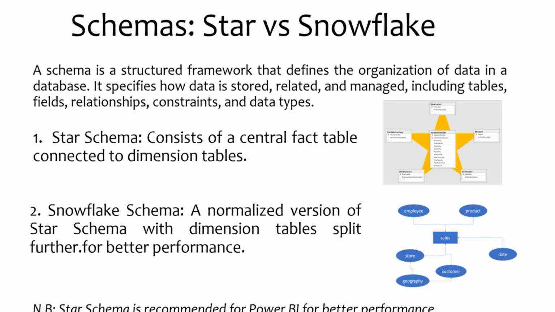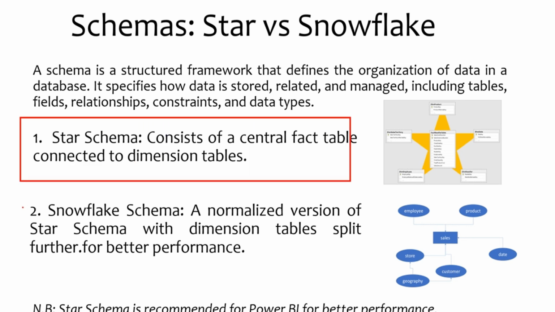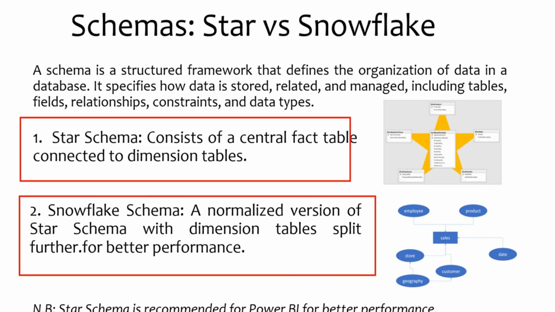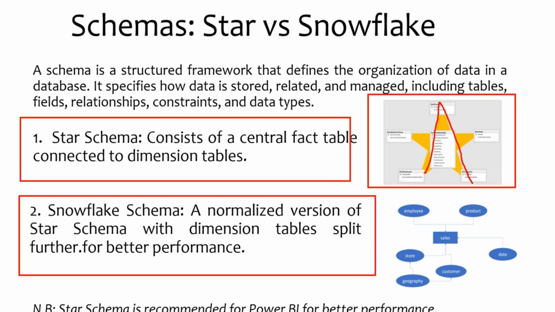So we have just two main types of schema. We have the star schema, which is the most common one, and the snowflake schema. Star schema consists of one central fact table connected to multiple dimension tables. This is a typical example of a star schema. As you can see, it takes the shape of a star.